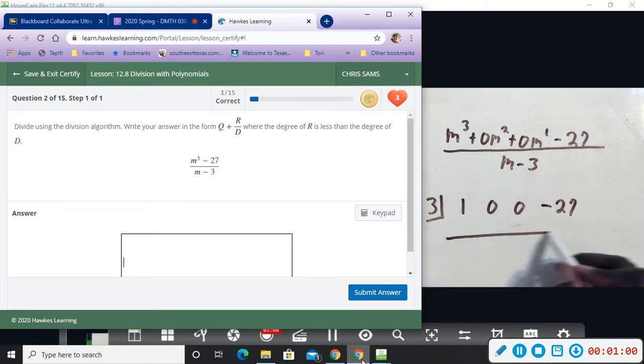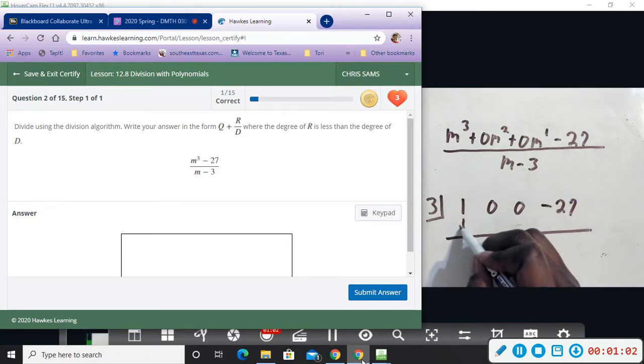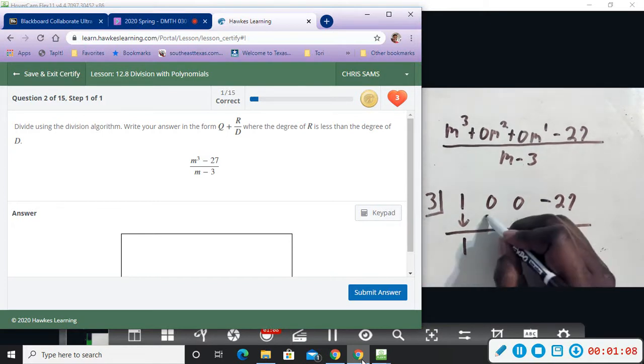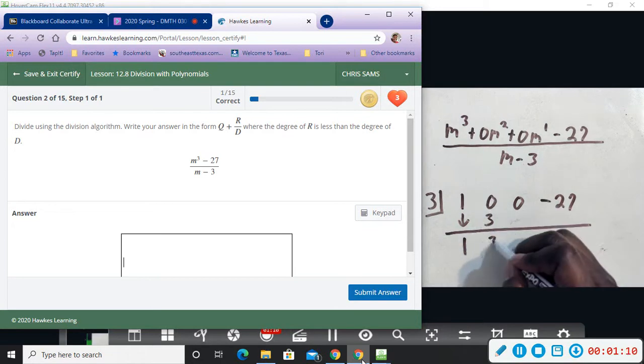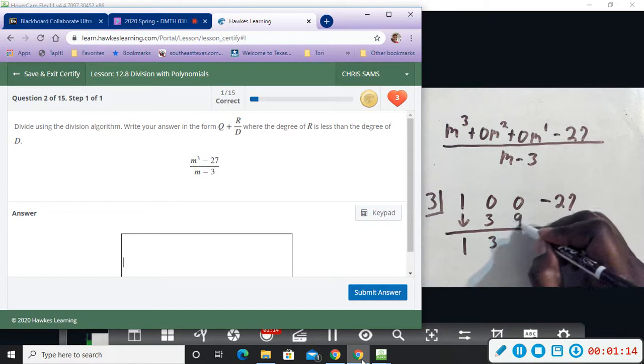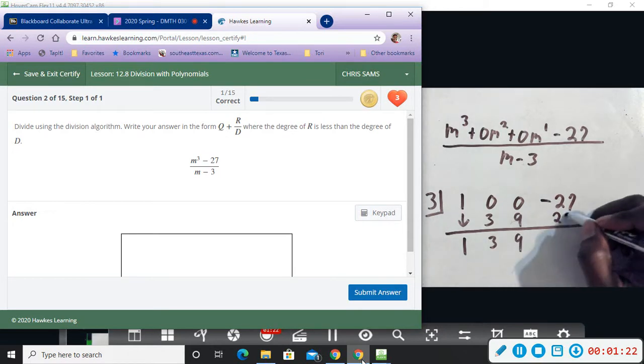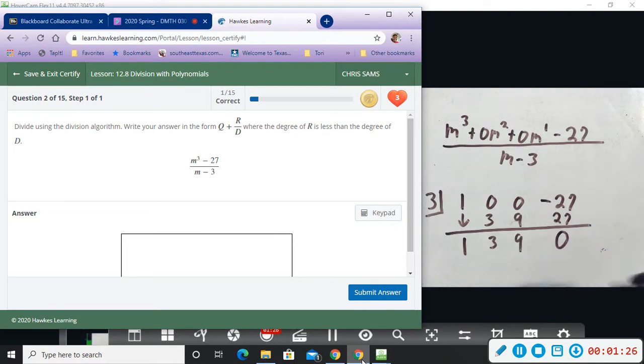Alright, draw this line, bring the first term straight down, that's a 1, and then multiply. 3 times 1 is 3. Write the result up here, add, we get 3. 3 times 3 is 9. Write the result above the line, add, and we get 9. And then 3 times 9 is 27. Combine these, we get a 0. This is ideal. When you have 0 as a remainder, that is great.